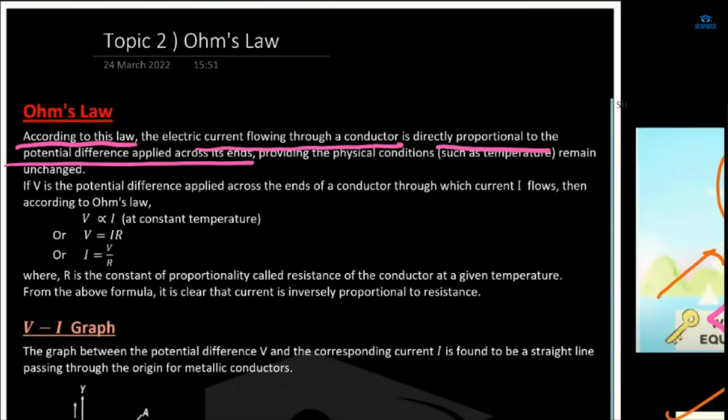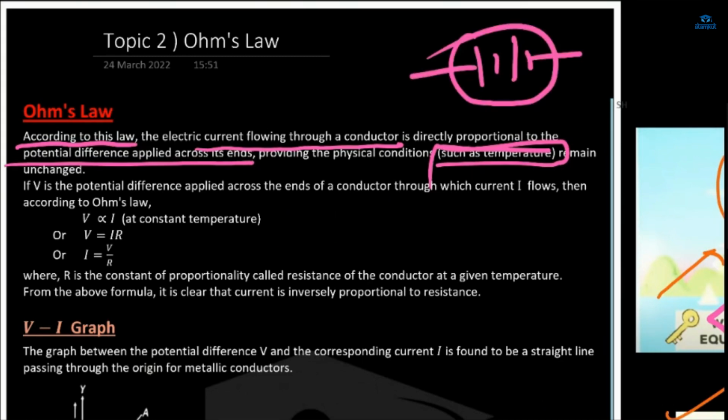Physical condition मत चेंज करना. जो भी टेम्परेचर है, वही मेन फिजिकल कंडीशन कहलाता है. टेम्परेचर चेंज नहीं करना है तो क्या होगा? The electric current flowing through the conductor will always be directly proportional to the potential difference applied across its ends. Okay? इनके बीच पोटेंशियल डिफरेंस कितना है, उसी पे डिपेंड करता है कि करंट कितना फ्लो करेगा. More the potential difference, more the current.